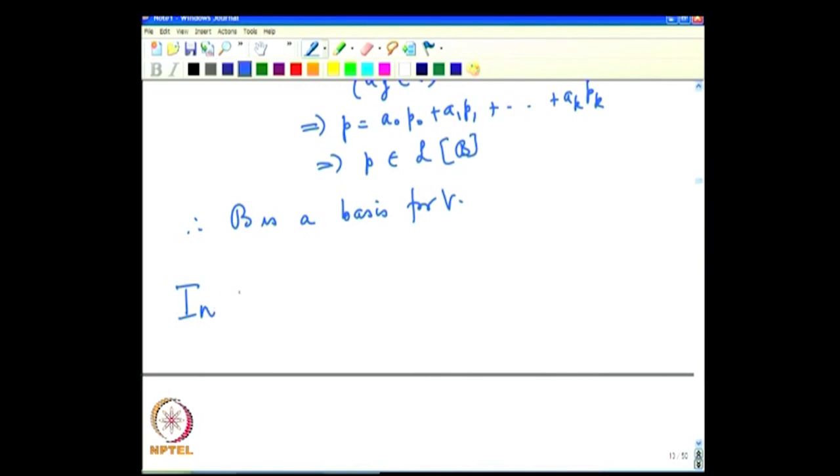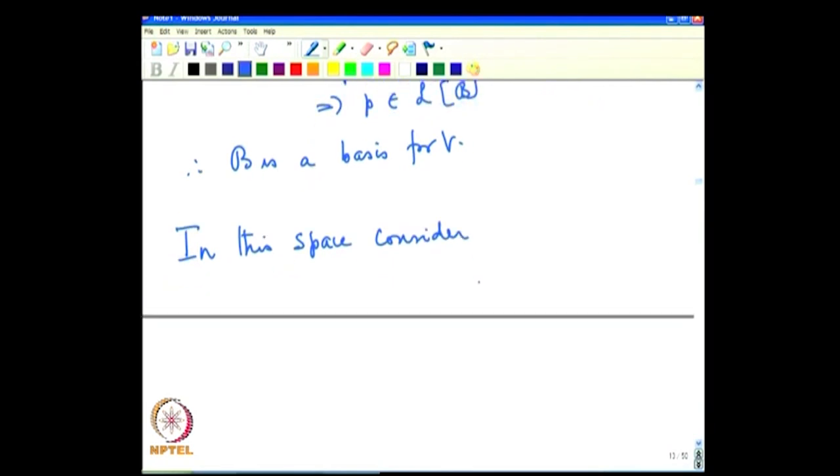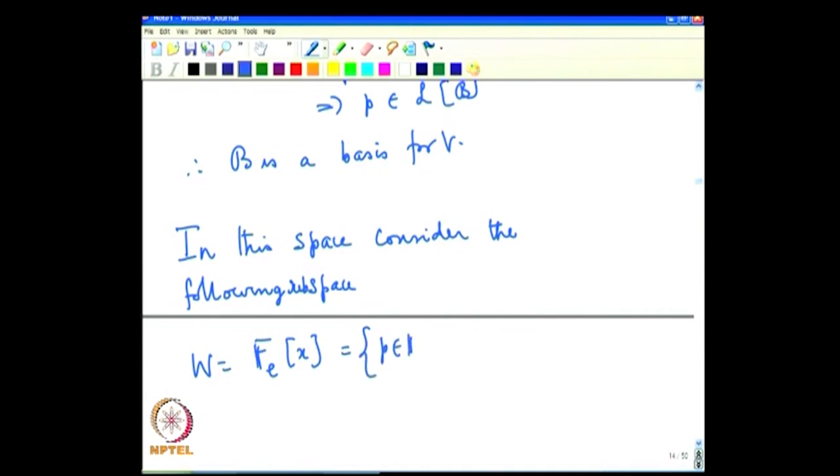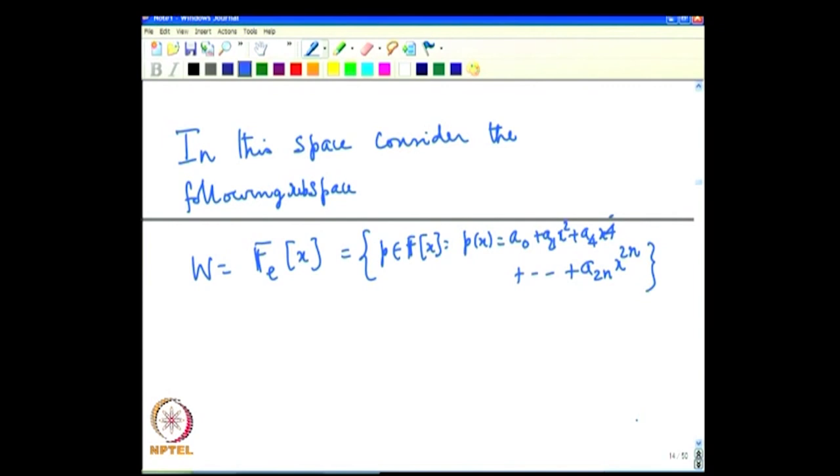Now, in this space, consider the following subspace. That is, in the space of polynomials, we are going to look at a small subspace. Let us say W, I denote it by F_e[x]. It is the set of all polynomials which have only the even powers of x. That is, the polynomials belonging to F[x] such that P(x) is of the form a0 plus a2 x squared plus a4 x to the power of 4 plus etcetera plus a2n x to the power of 2n. So, it has only even powers of x and that is why we call it F_e[x], and this is a subspace.